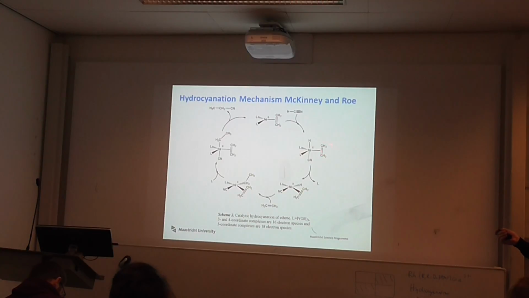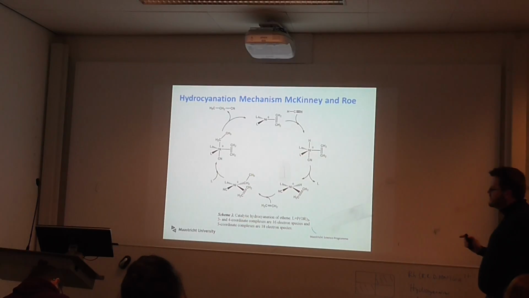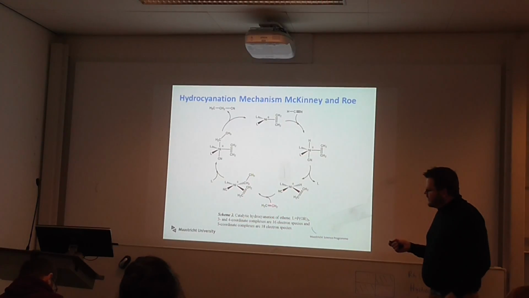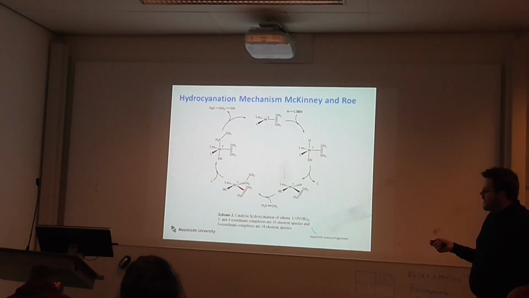What happens at this stage is the 18 valence electron olefin complex uses one of the phosphites, and you end up with this square planar complex here, which is of course 16 valence electrons. And what you then have is two things happening simultaneously: coordination of an olefin, and insertion of the olefin into the nickel hydride.